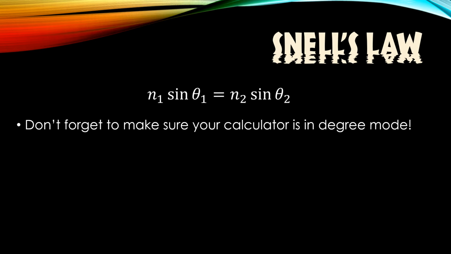And often we can talk about this by saying that n1 might be the first material, the first medium that the light is in. So we could say that theta 1 would be the angle of incidence, and n2 might be the second material, and theta 2 would be the angle of refraction.